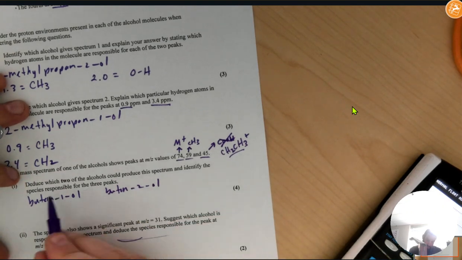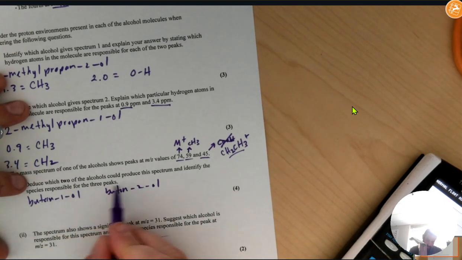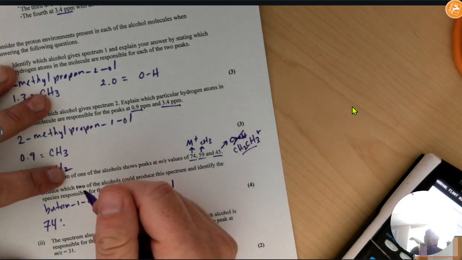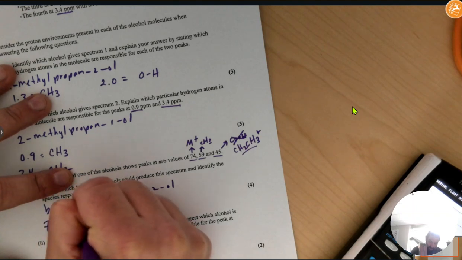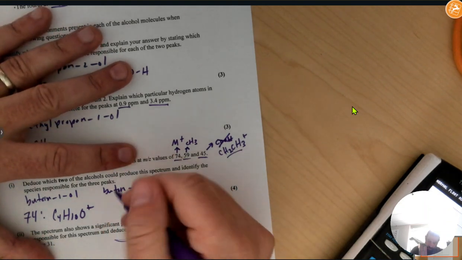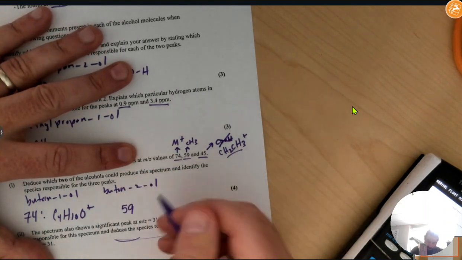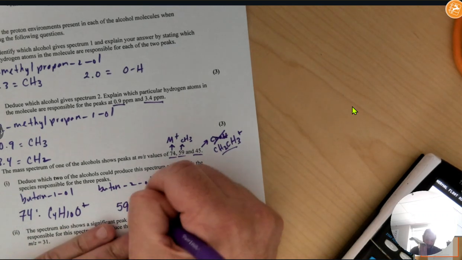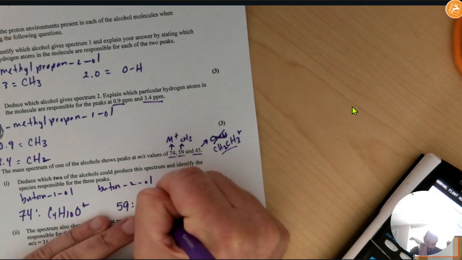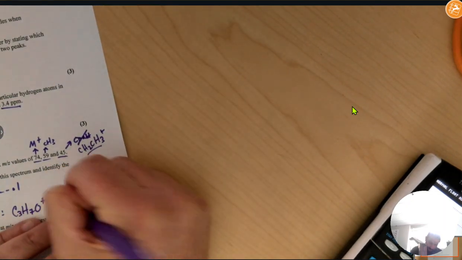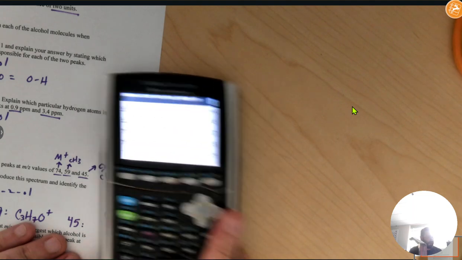Identify the species, deduce which 2 of the alcohols and identify the species responsible for the 3 peaks. So the peak at 74 was the whole thing. So these are all C4H10O. That's my fragment that made that peak. We already indicated that the fragment that made the peak at 59 was that minus a methyl group. So I just have to subtract 1 carbon and 3 hydrogens from that. So that would be C3H7O.